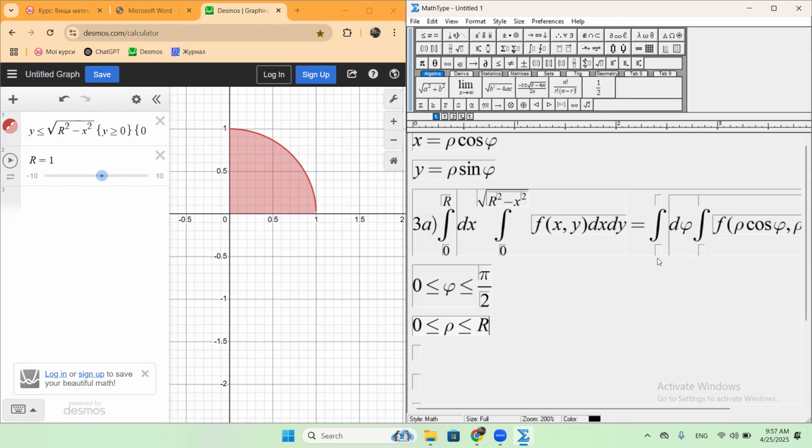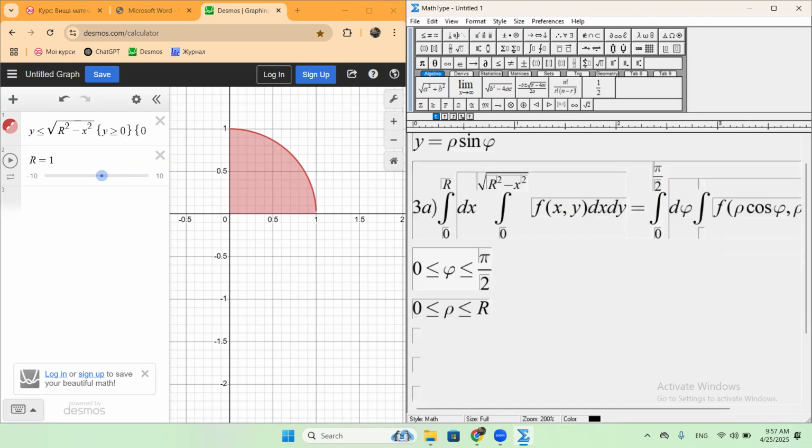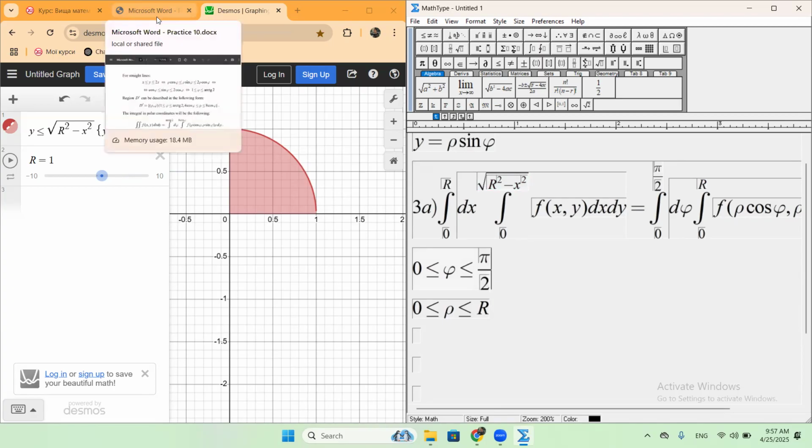So we have updated limits of integration, so the following integral. And it is much more convenient than integrating such square roots. Agree? Any questions about this exercise? I guess no questions.